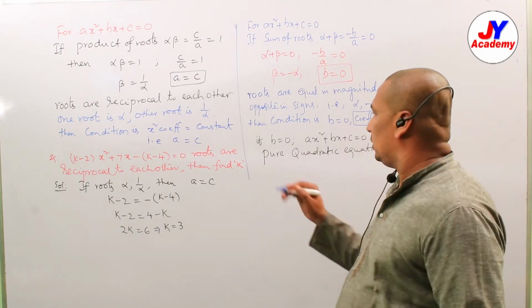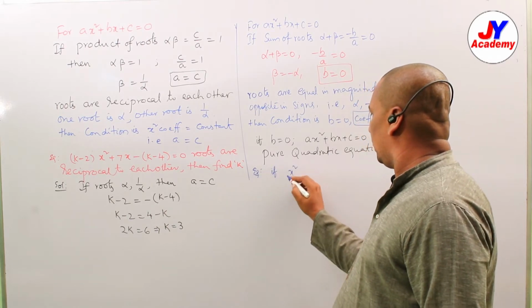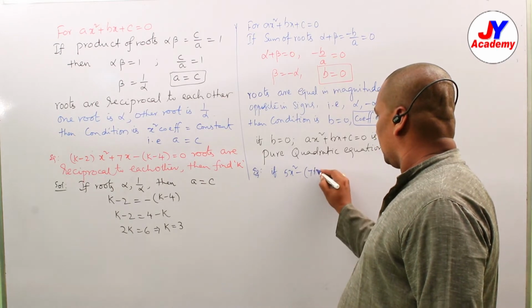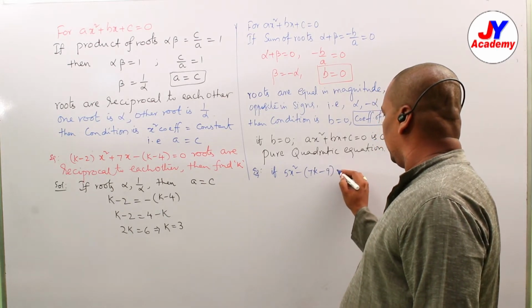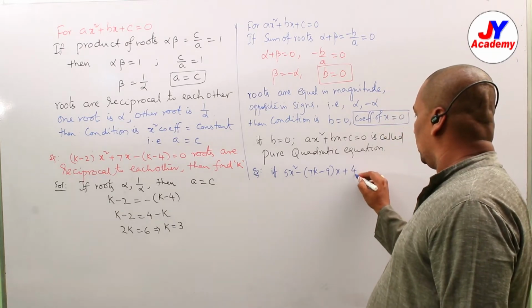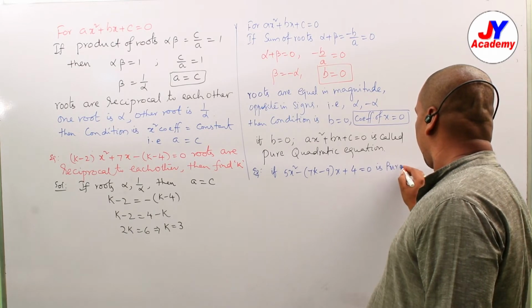Suppose we will see one more example here. If 5x square minus of 7k minus 9x plus 4 is equal to 0 is a pure quadratic equation.